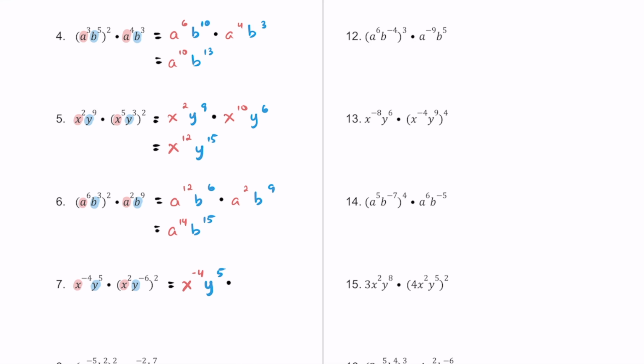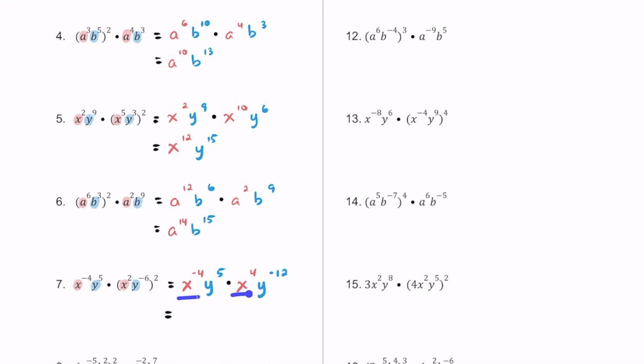So we have x to the 2nd power raised to the 2nd power, so 2 times 2, that's going to be 4. So that's going to be x to the 4th power. And then we have this y to the negative 6th power times this little 2 up here, so it's negative 6 times 2, that's going to be negative 12. So let's go ahead and say that's going to be y to the negative 12th power. Okay, so we just use the power of a power property, multiplying those little exponents together.